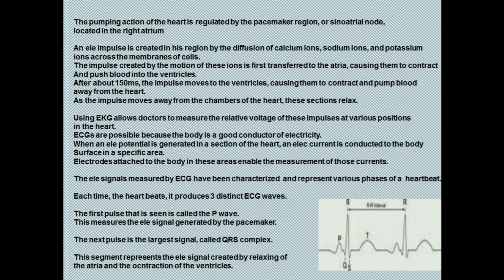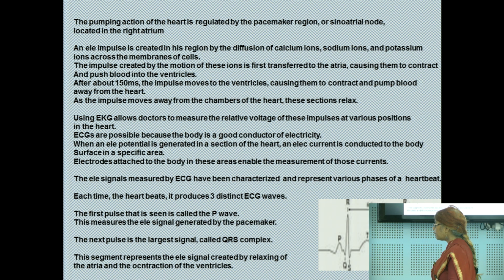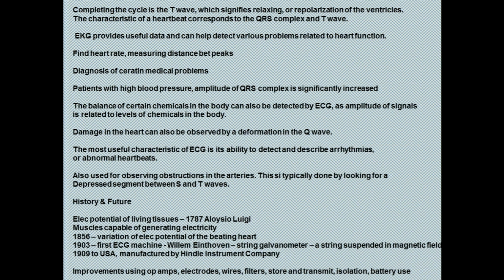The electrical signals measured by ECG have been characterized and represent various phases of the heartbeat. Each time the heart beats it produces 3 distinct ECG waves. The first is called the P wave. This measures the electrical signal generated by the pacemaker, the sinoatrial node, and then the next pulse is the largest signal, called the QRS complex. This segment represents the electric signal created by relaxing of the atria and contraction of the ventricles, and then comes, completing the cycle, the T wave, which signifies relaxing or repolarization of the ventricles. The characteristics of the heart correspond to the QRS complex and the T wave.